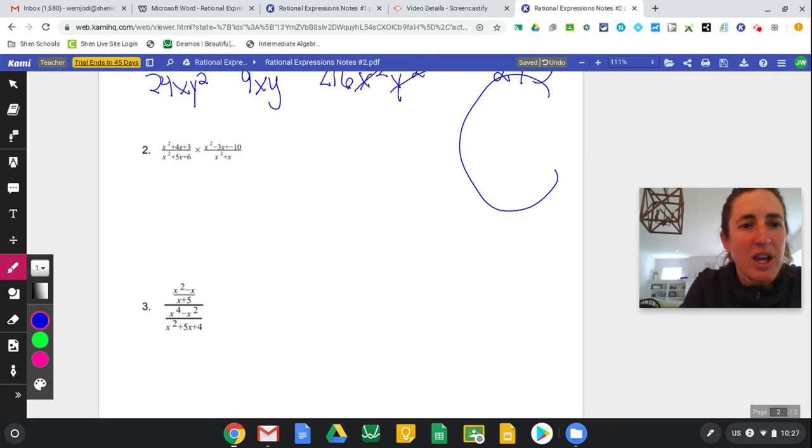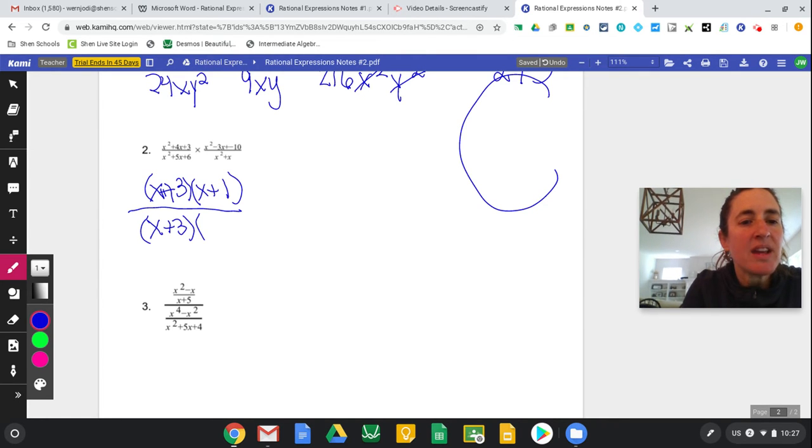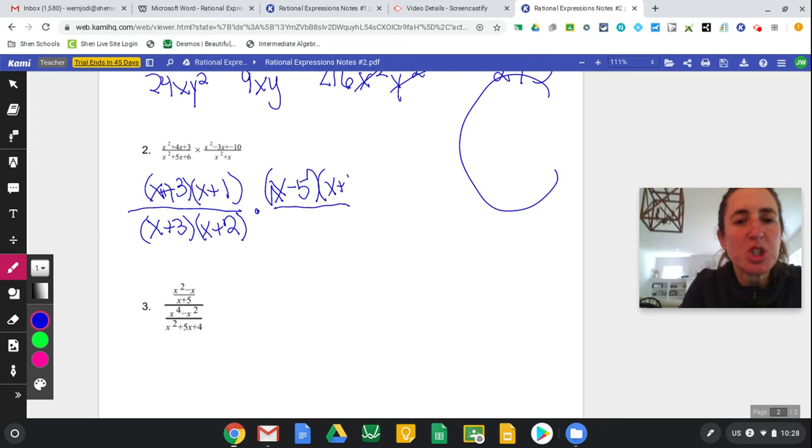It's getting crazy. Okay, so we got x plus 3 times x plus 1. 3 times 1 is 3, and they add together to make 4. Okay, I got to make a 6 and a 5, so x plus 3, x plus 2. I'm going to go over here. I'm going to make a 10 and a 3. So I'm going to go x minus 5, x plus 2, and then I'm going to take out a GCF on the bottom. It's x times x plus 1.